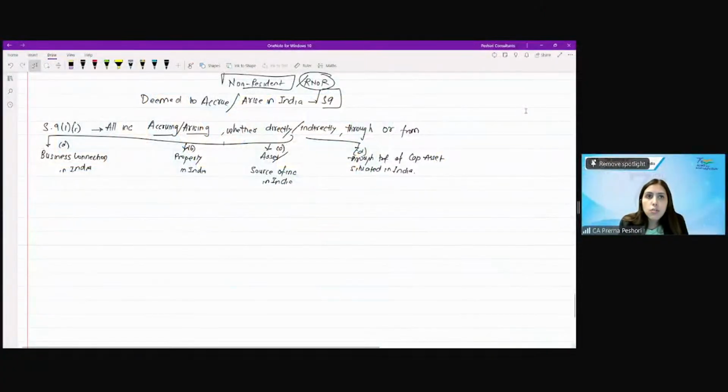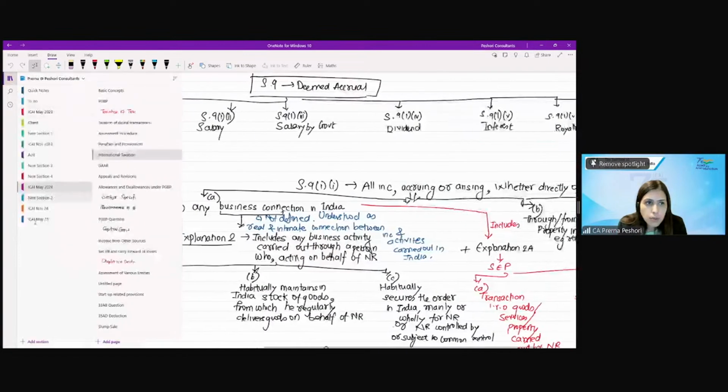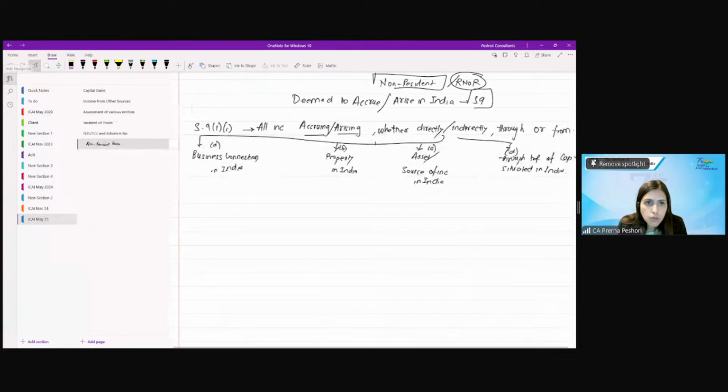Connection. So, what is the meaning of the term business connection in India? So, business connection is not a defined term. But there is a concept, which is like doing business in India versus doing business from India or with India. So, basically, what is the distinction between these two terms? I'm writing on the screen. Do let me know if you see any difference between the two.